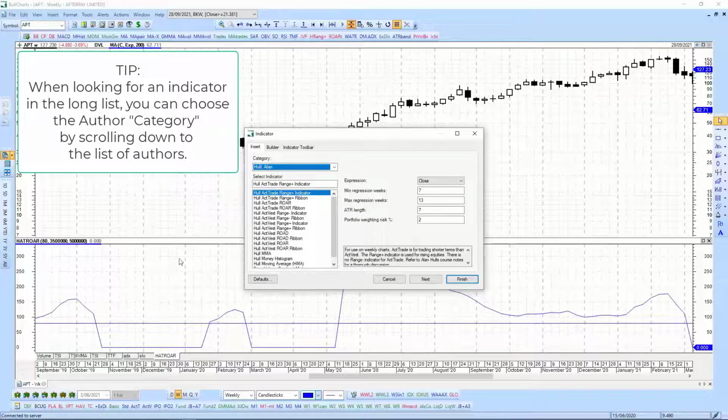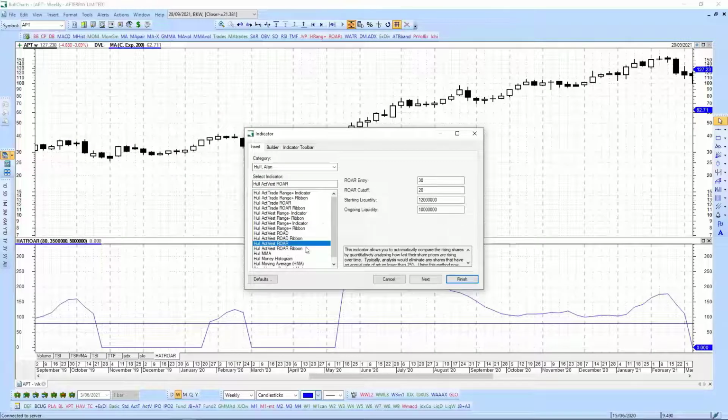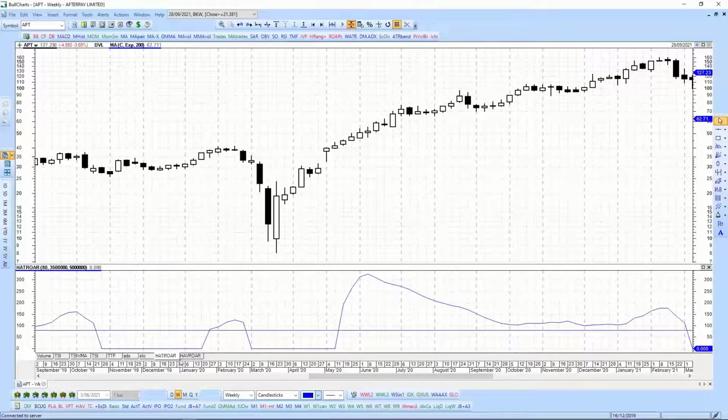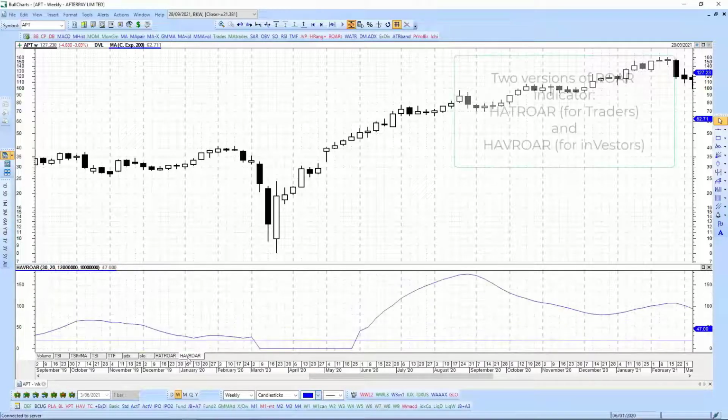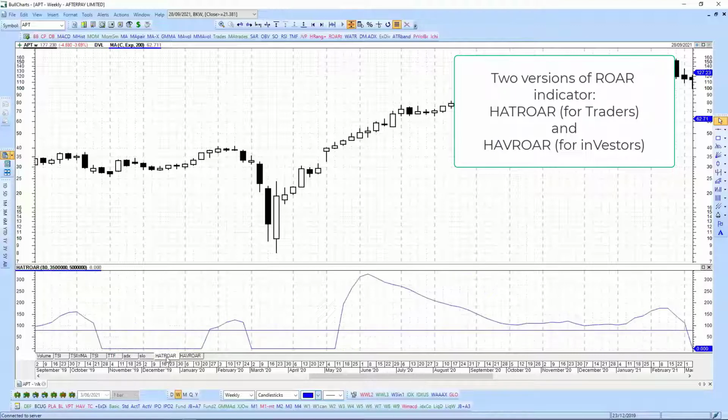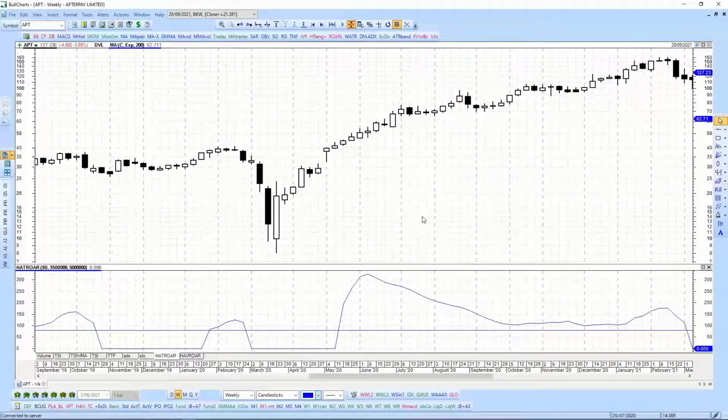Act Trade RAW is the one I've got. Act Vest RAW is the other one, and there are ribbon equivalents too. So let's have RAW, and here's HAT RAW. Now the difference is that HAV is supposed to be more focused and tuned towards investors, whereas the HAT RAW is more tuned towards traders. I'm guessing all of you are probably more in the trading category rather than investing category.